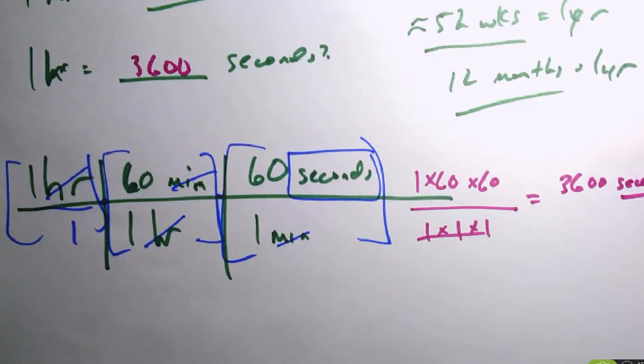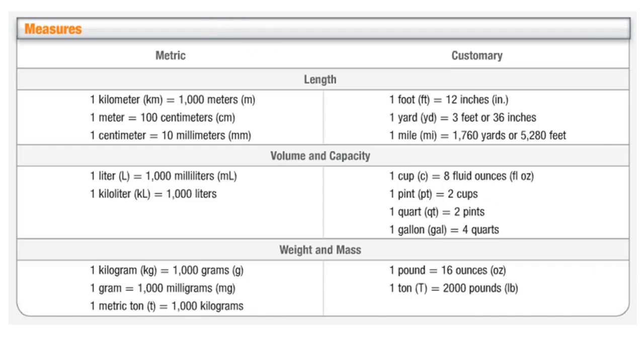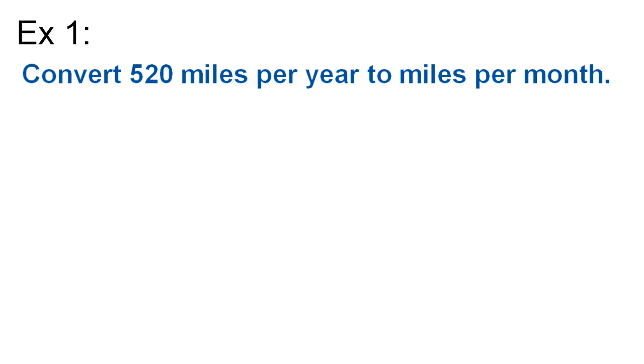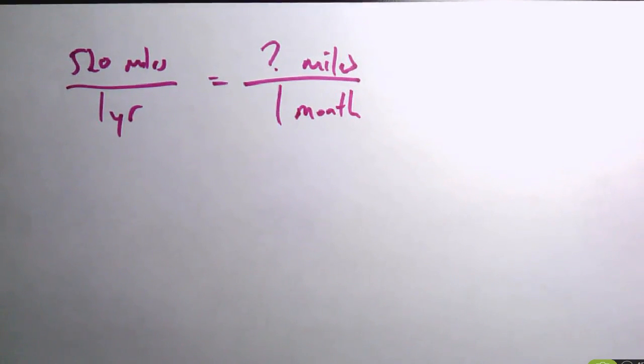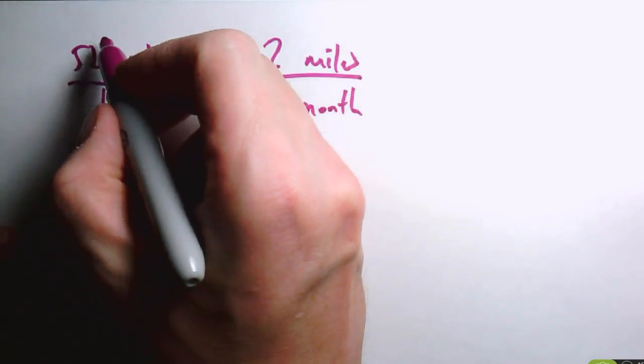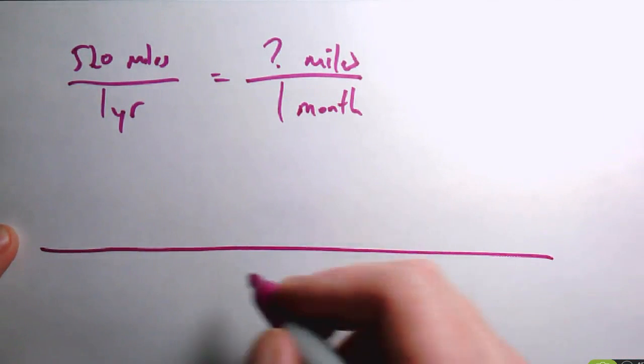Now, doing some problems here. Let's do some real problems. First one, convert 520 miles per year to miles per month. Now, that's what I'm trying to figure out. If I do my dimensional analysis, I have my first rate, 520 miles in 1 year. So that's what I start off with.